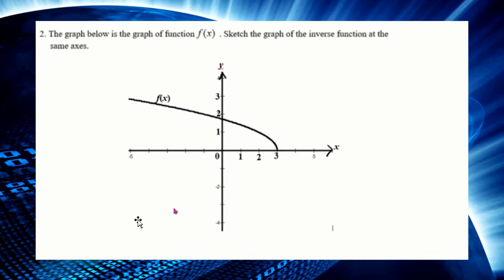Now we look at this example. This example is a little bit complicated, but we still need to use the same process. So first we try to draw the line of reflection. The line of reflection is y equals x, and we use a dotted line to represent the reflection line. Then we go to the critical point first. The critical point here, we can see, is 3.